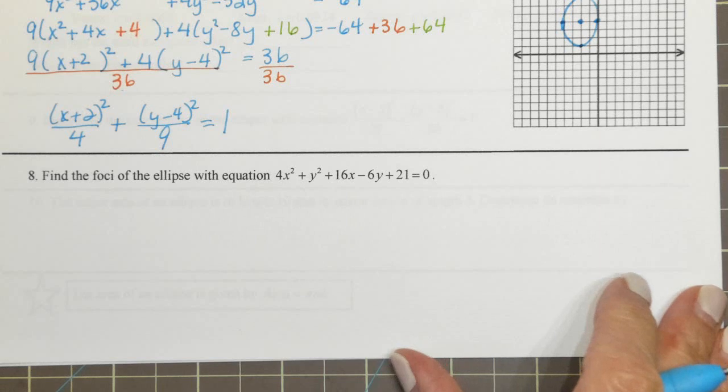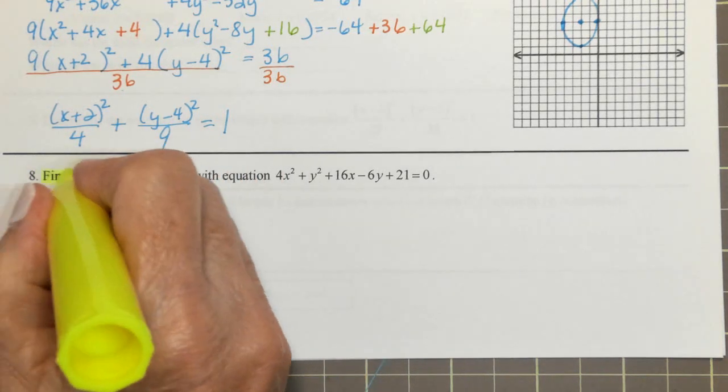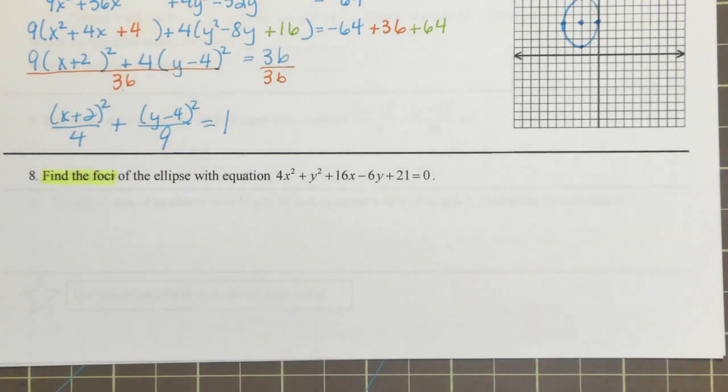This time they ask us to find the foci of this ellipse. Well, to find the foci, we need to get a and b, because c squared is a squared minus b squared for an ellipse. So if we're asked to find the foci, you must find that c value.